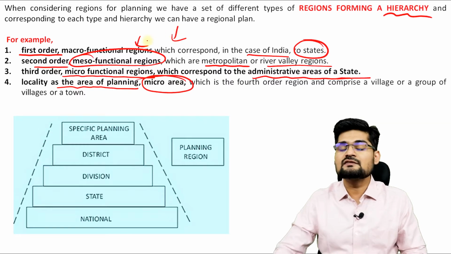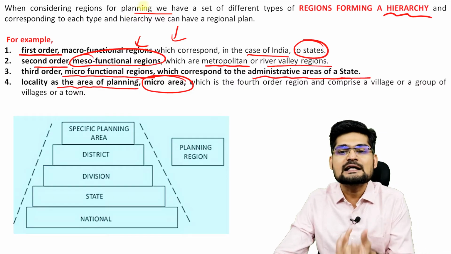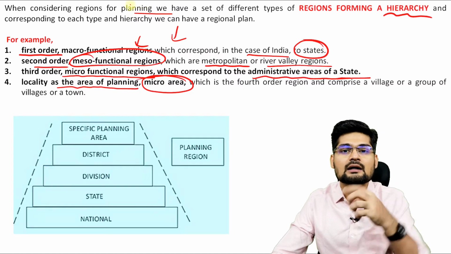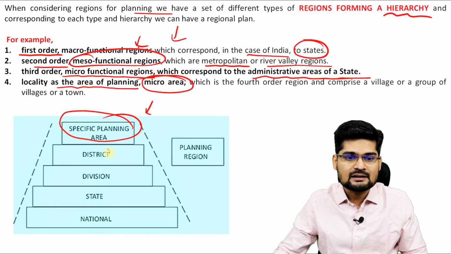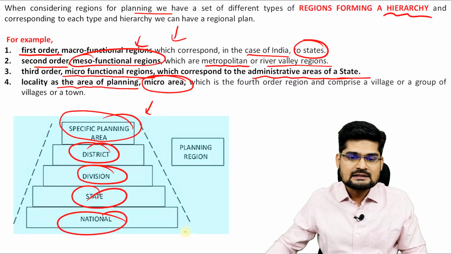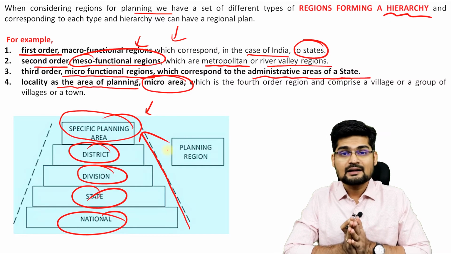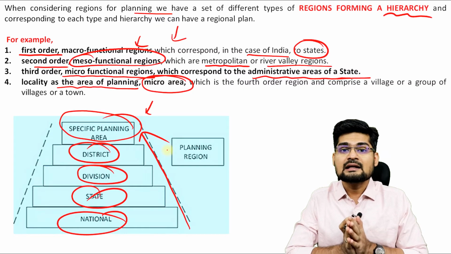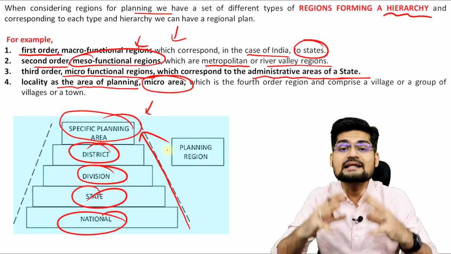So what you observe? While considering these regions for planning, we have different sets of regions forming a hierarchy. What's happening is specific area planning, district planning, division planning, state planning, national planning. This is how we are going up the hierarchy of planning regions. Right? So that's what we need to understand, that this hierarchy is interconnected, interrelated.